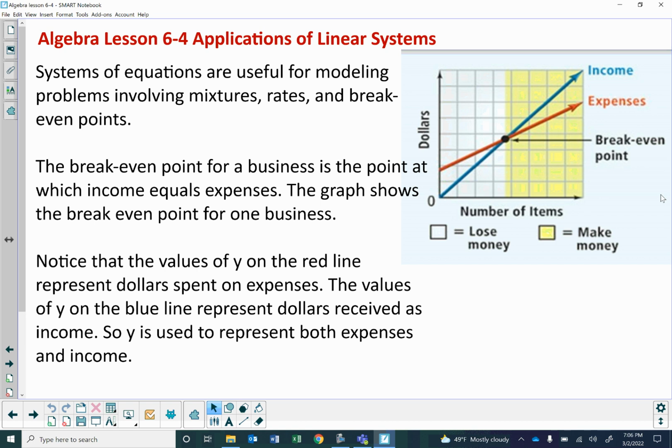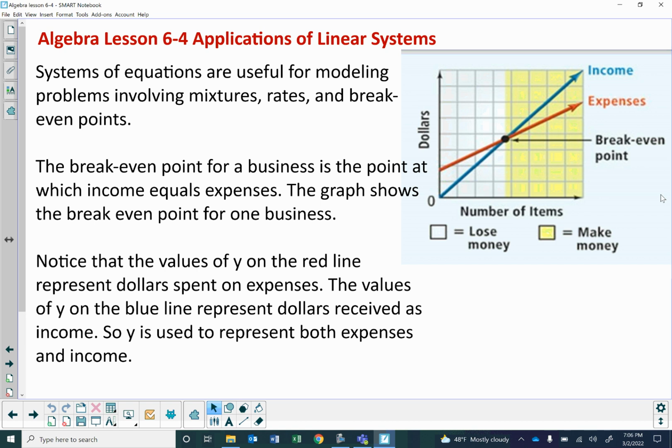So let's say you're doing a car wash. Your break-even point is when the amount of money you spent on the supplies for your car wash, like soap and buckets and scrub sponges and window cleaner and all of that stuff, equals however much money you bring in. That's called your break-even point.